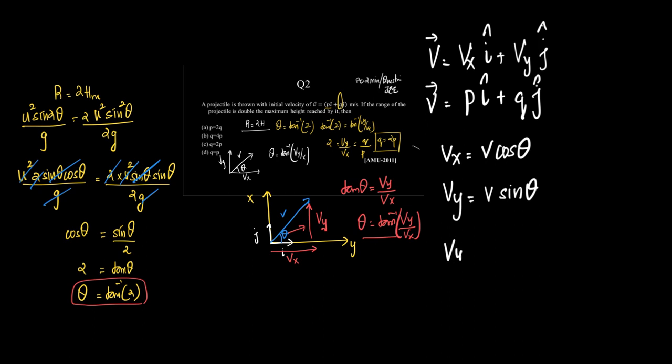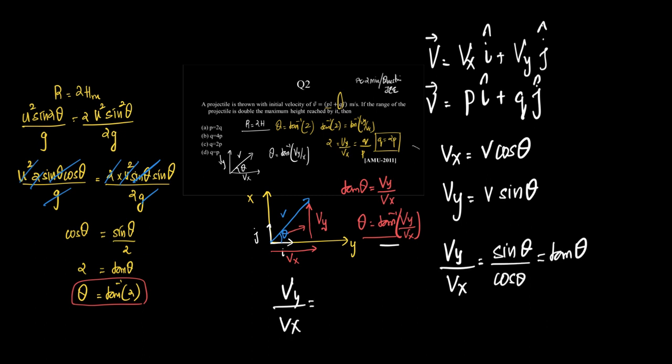Now we divide them. What do you get? Vy by Vx is equal to v sine theta by v cos theta, and v will cancel. What we get is sine theta by cos theta, which is equal to tan theta. So that's the logic behind writing this step directly. So again, from here we have Vy by Vx is equal to tan theta.